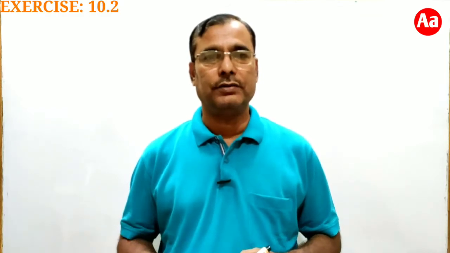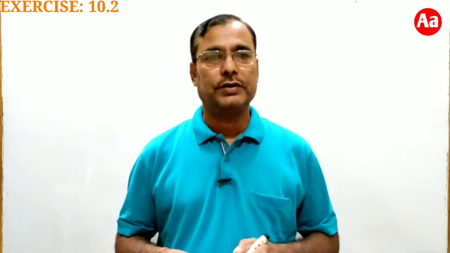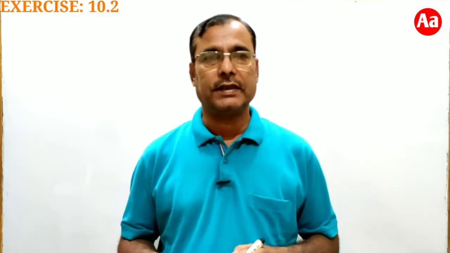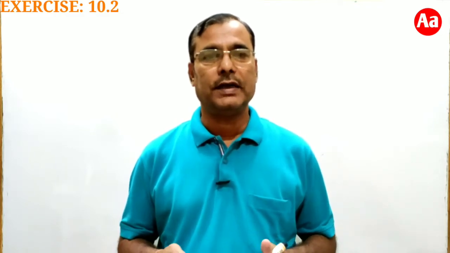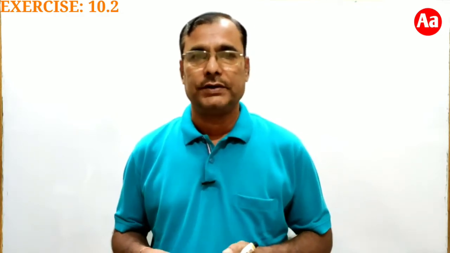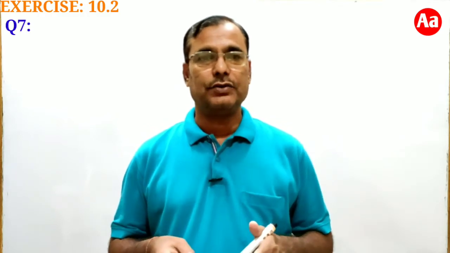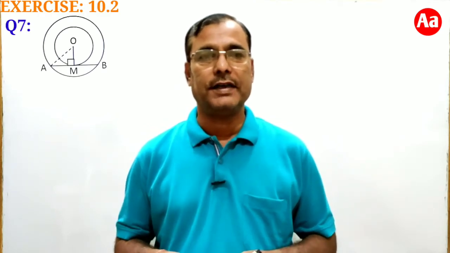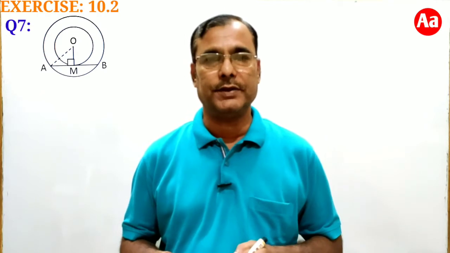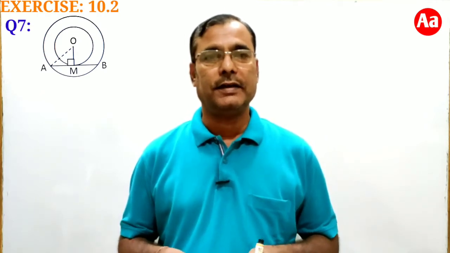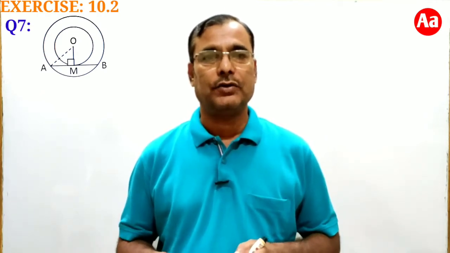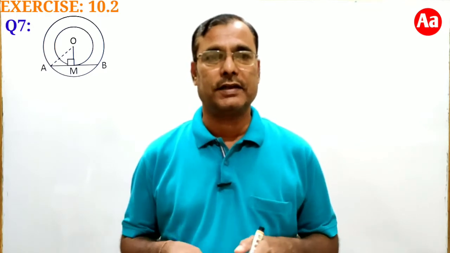Exercise 10.2. We are going to do some important questions from this exercise which are very frequently asked in exams. Question number 7: two concentric circles are of radii 5 cm and 3 cm. Find the length of the chord of the larger circle which touches the smaller circle.